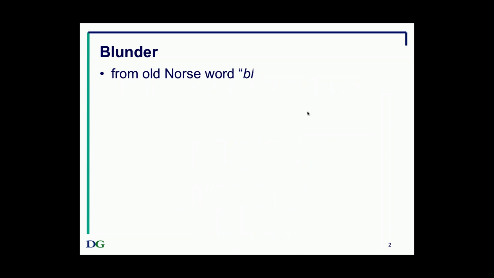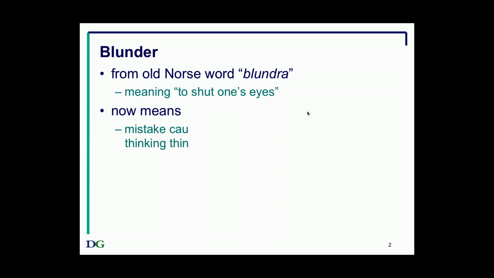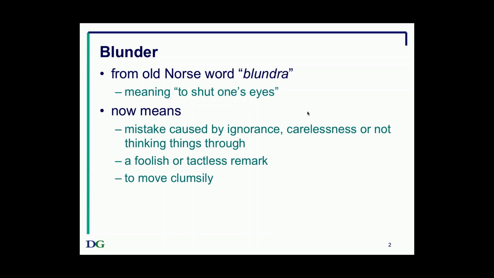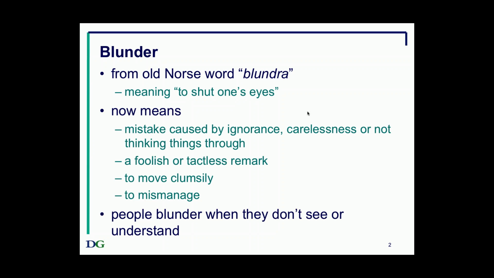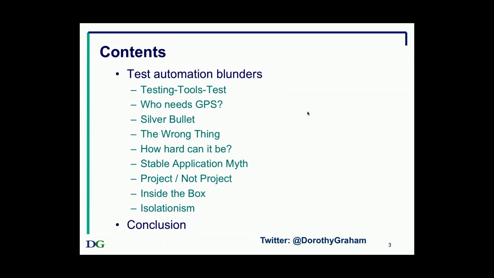Okay, so what do we mean by a blunder? Well, if you look in the dictionary, it actually comes from an Old Norse word, blundra, which is related to our word for blind. It means shutting your eyes. Current definitions: a mistake caused by ignorance or carelessness or not thinking things through, or a foolish or tactless remark, moving clumsily, or to mismanage, which is probably a more relevant one. And people blunder when they don't see or don't understand. And I hope that this presentation today will help you to avoid some of these test automation blunders. And these are the ones that I'm going to be talking about today. I have a total of nine of them.